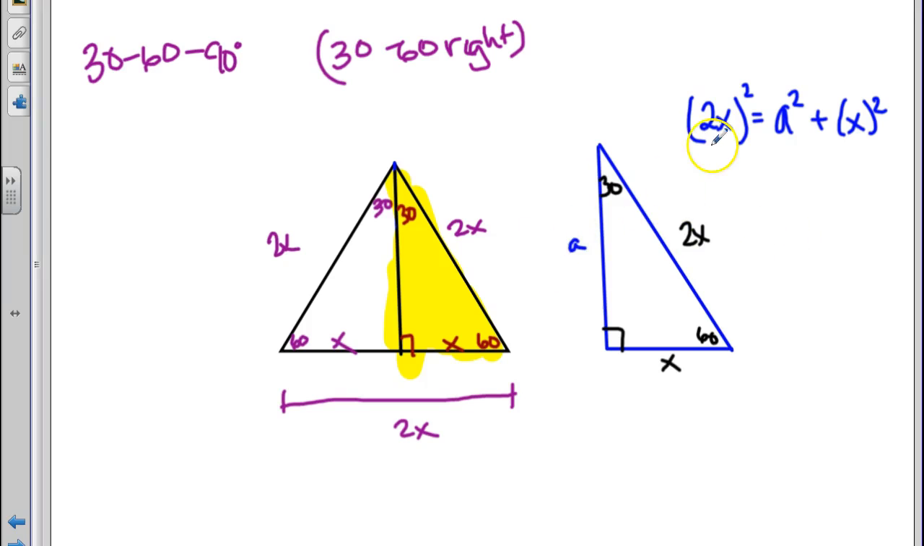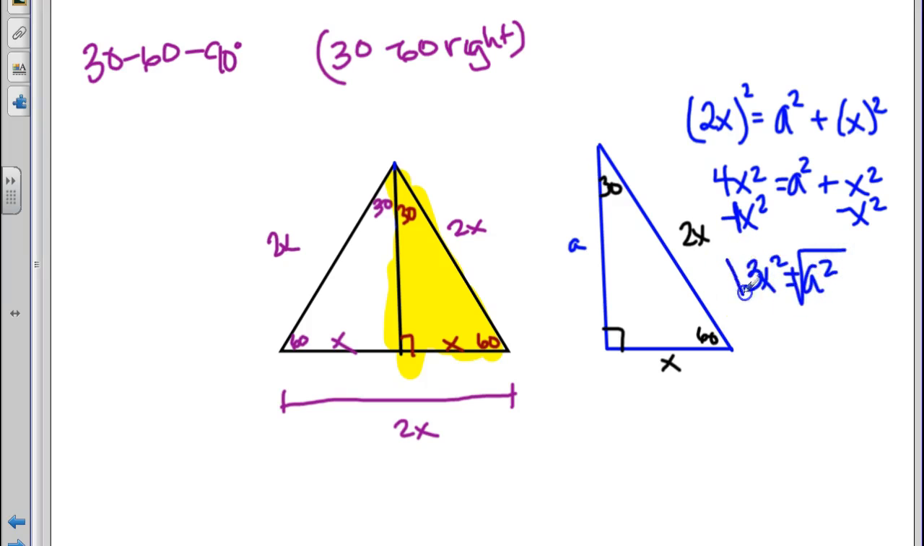All right, let's see if we can find this missing side. When I square this, it means 2x times 2x, which is 4x squared. Square the 2, we get 4. Square the x, we get x squared. Equals a squared plus x squared. All right, subtract x squared from both sides. Those match because they're both x squared, and this is 1x squared. That makes 3x squared equals a squared. Now take the square root.